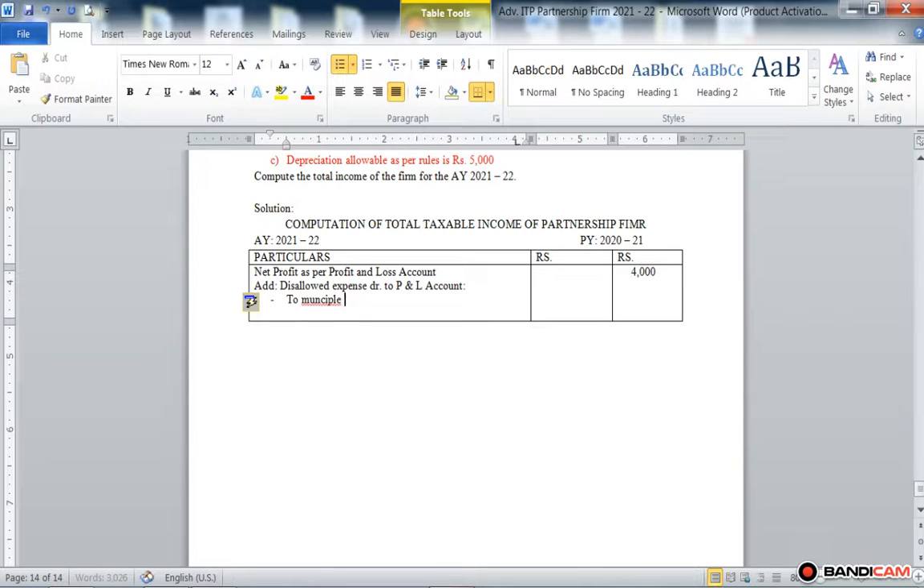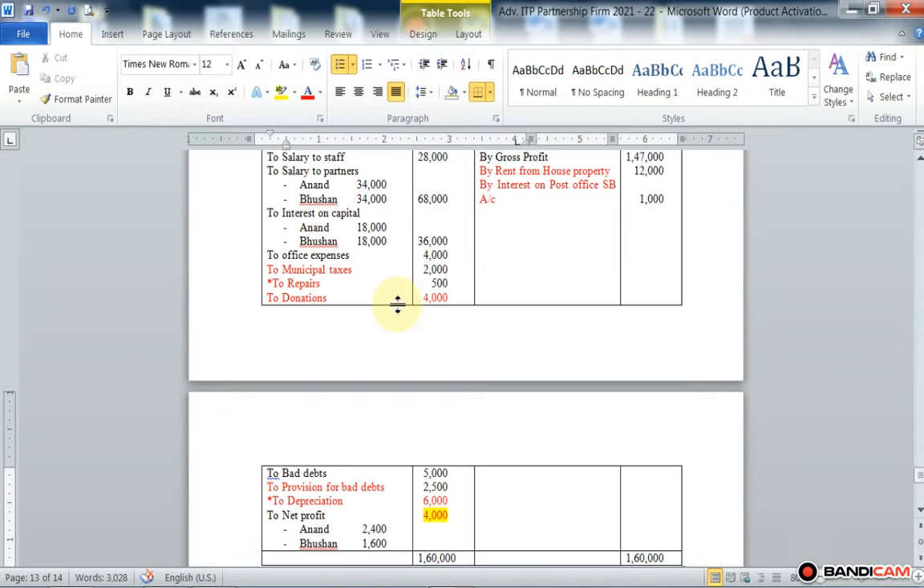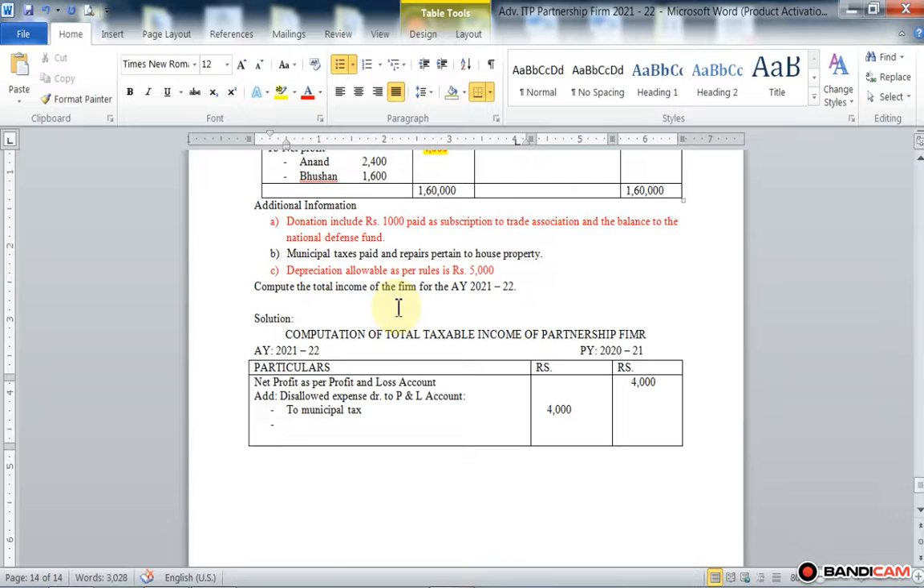To municipal tax amounting to rupees 4,000. Then next expenditure, that is repairs. Then repairs.